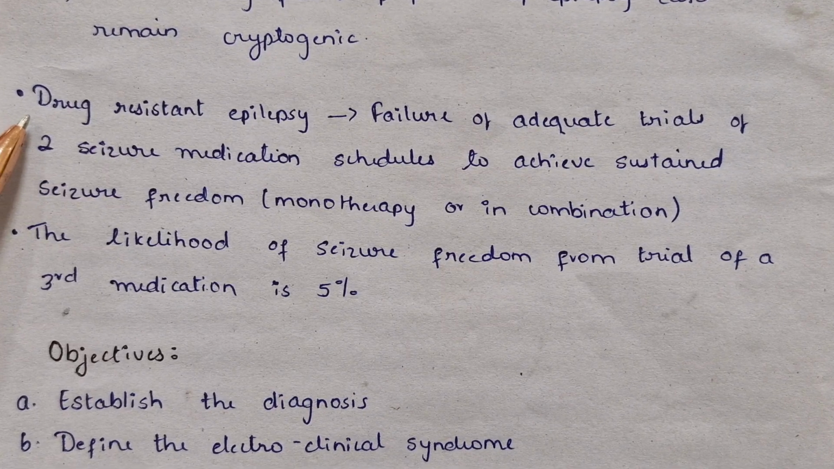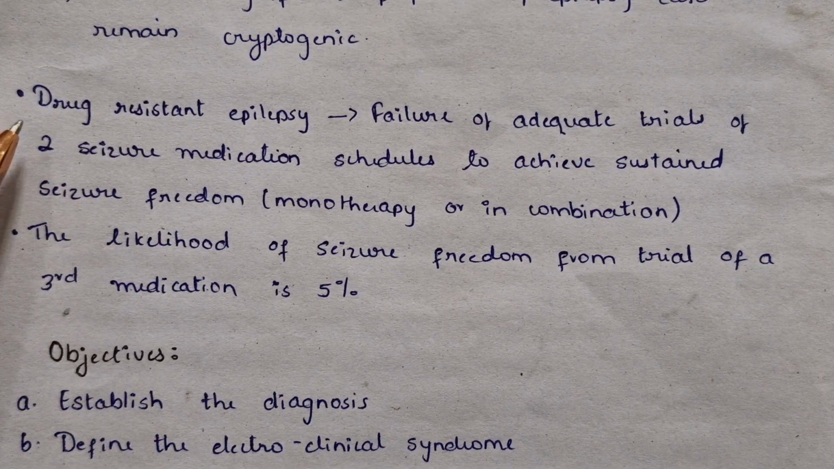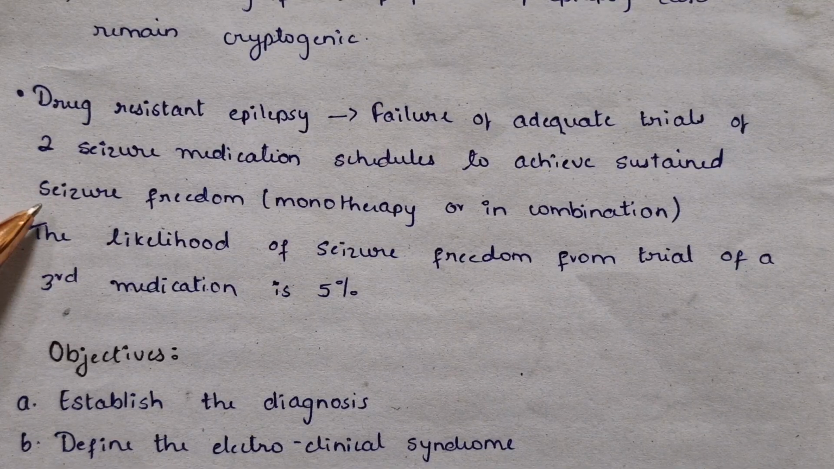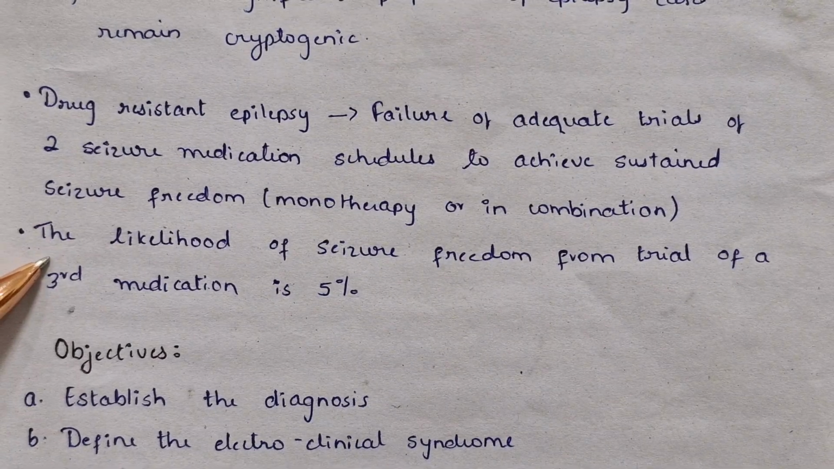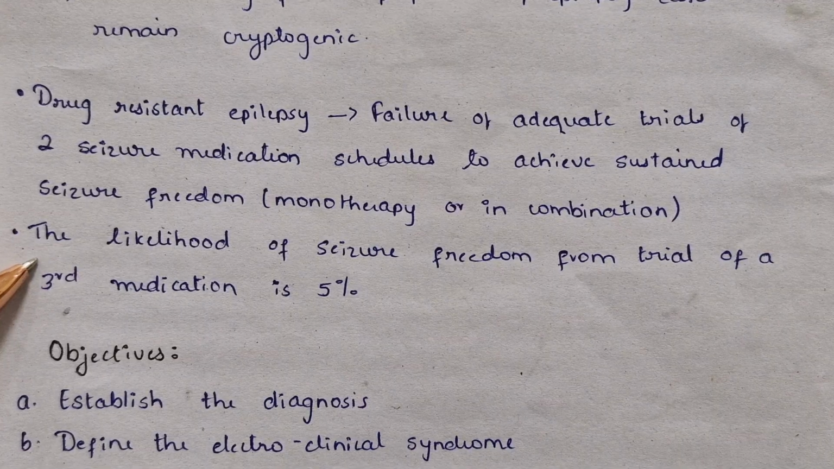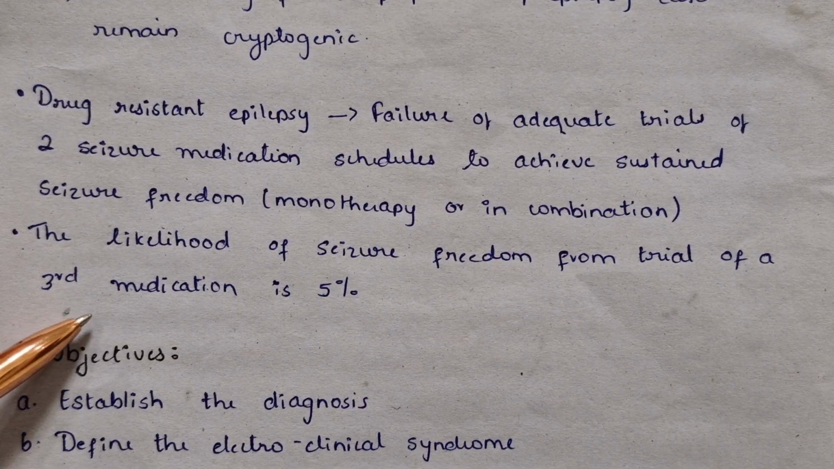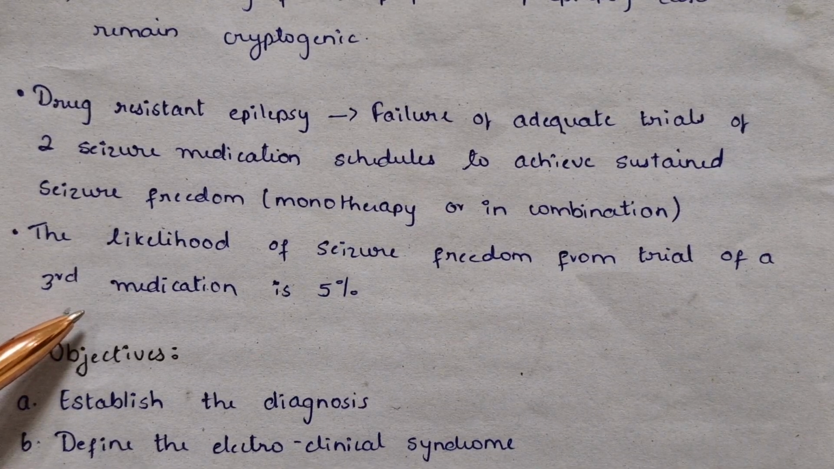Drug-resistant epilepsy is failure of adequate trials of two seizure medication schedules to achieve sustained seizure freedom, which might be monotherapy or in combination. The likelihood of seizure freedom from a trial of a third medication is 5%.